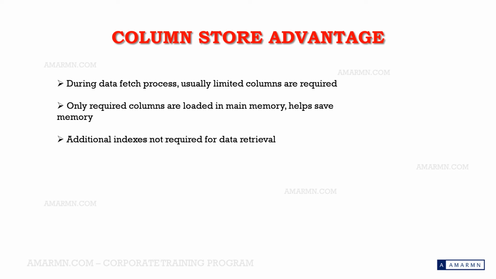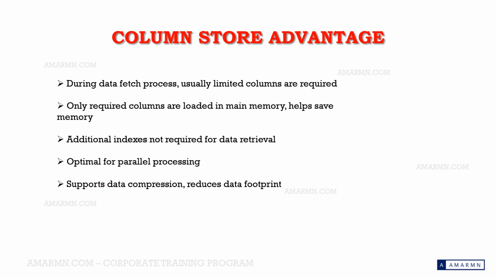With column store, SAP HANA scans columns of data so quickly that additional indexes are usually not required. Column tables are optimal for parallel processing as each core is able to work on different columns. The data in the SAP HANA column store is automatically compressed. This reduces the data footprint.